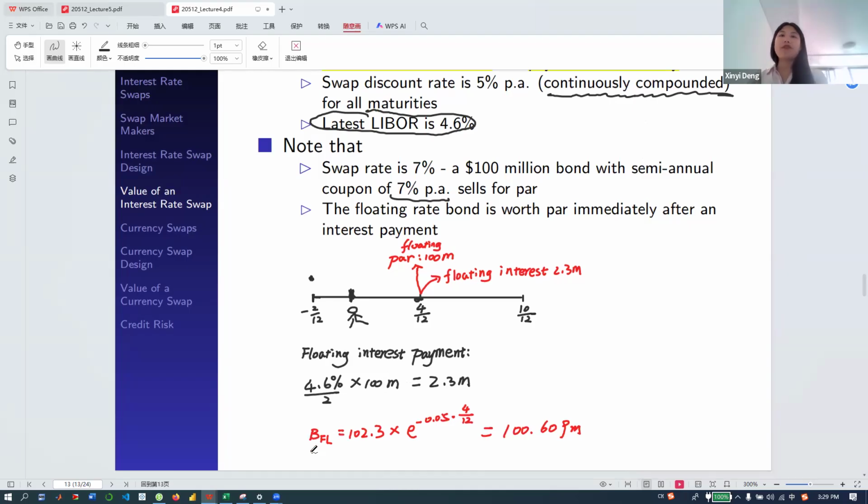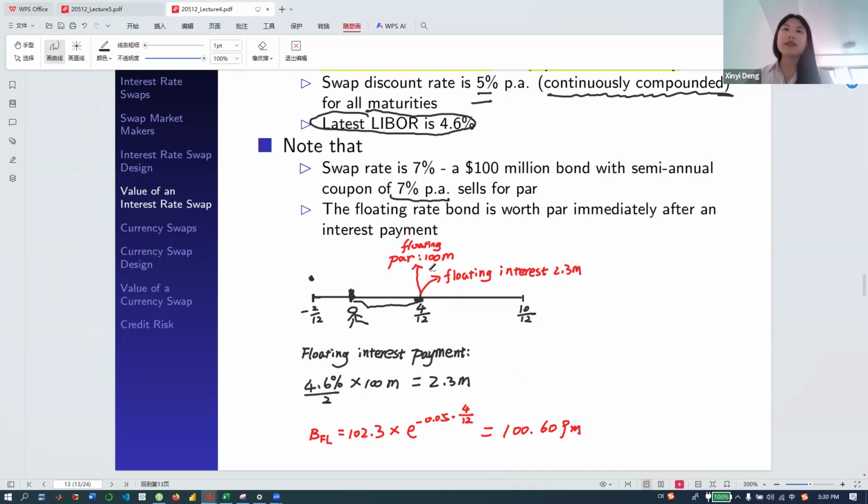Therefore, the value of the floating rate bond is going to be equal to 102.3 times the discounting factor. The discounting factor is e to the power of minus 0.05, that's the discount rate, times the number of years, actually the negative of that. Since we are discounting back 4 months, we multiply by 4 divided by 12. So this is the discounting factor here.